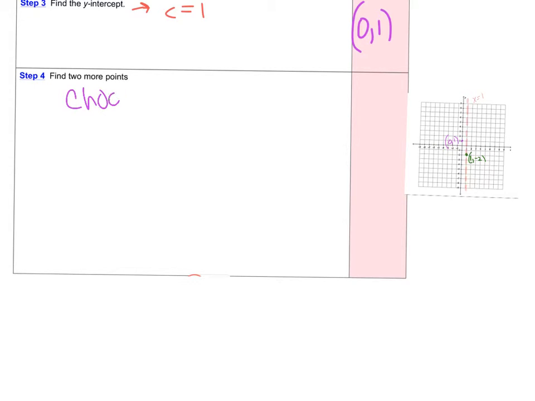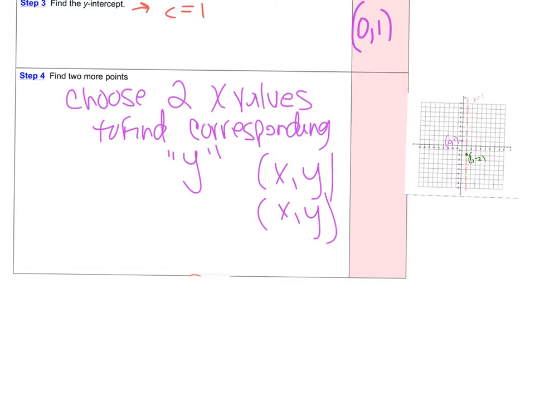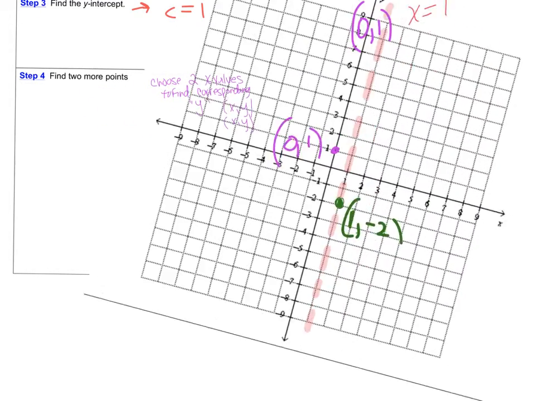So you choose 2 x values. That looks like the word valve, so I apologize. My v is not as good as values. To find corresponding y values, because then you have xy and xy. That's basically what you're doing. So let's look at our graph again.